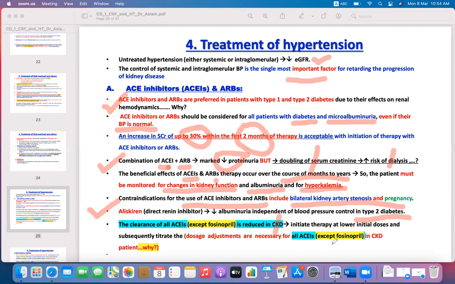Fosinopril, its active metabolites do not affect the kidney function. So that is why the dose of fosinopril does not need to be reduced in chronic kidney disease, because its metabolites are inactive and do not affect kidney function.